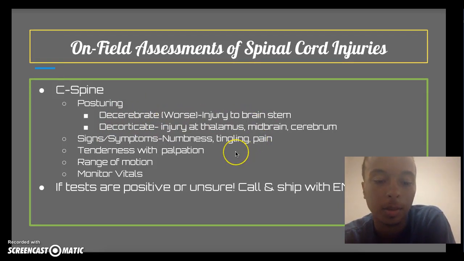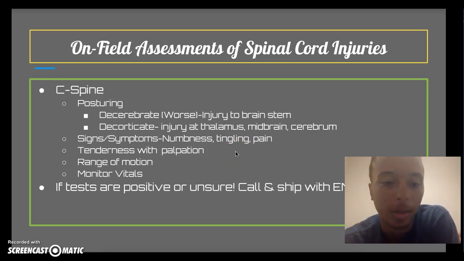Injury to the brainstem, meaning it's injury to the primordial functions of the body, like breathing and so forth. And we're also looking for any signs or symptoms, asking the player or athlete, are you feeling any numbness, tingling, any pain? And while we're palpating, we're seeing if there's any pain or tenderness in the C-spine area. And we're seeing if the athlete has range of motion issues and monitoring their vitals. If any of these tests are positive or we're unsure if we can clear the C-spine, we definitely have to call and ship them with EMS.